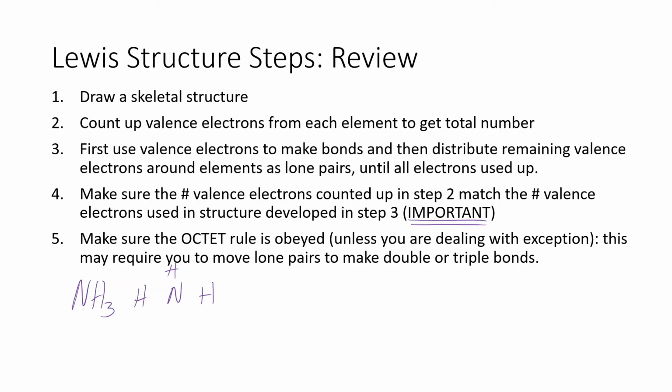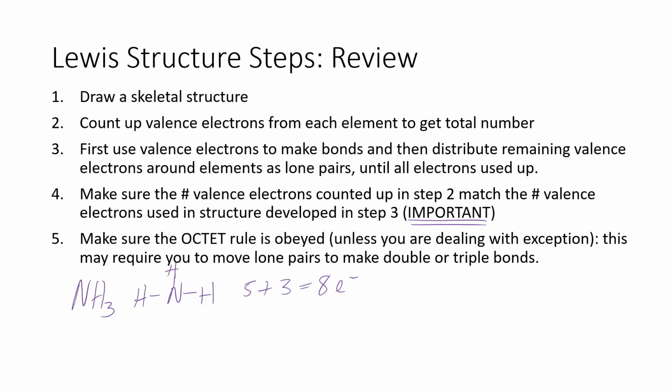We need to count up the number of valence electrons: 5 for nitrogen plus 3 total for our 3 hydrogens equals 8 valence electrons. So as noted, we need to use our valence electrons as bonding electrons first. So we're going to connect our nitrogen, our central atom, to all our hydrogens. How many electrons did we use? Well, we used 6, because each bonding pair is just that, a pair, it's 2 electrons.